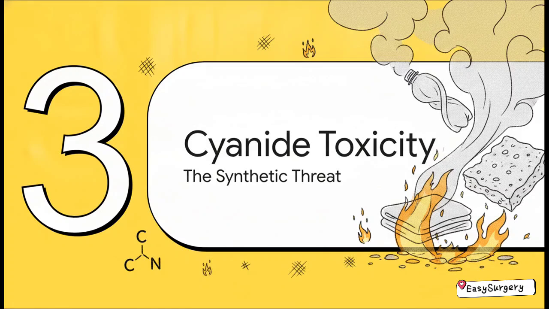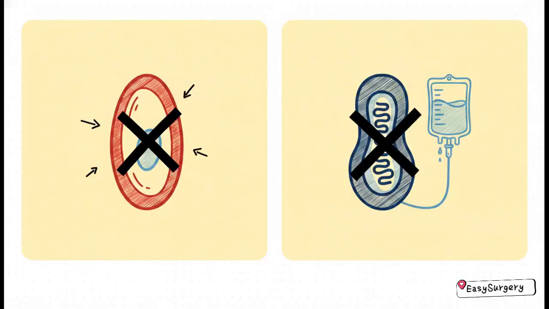Okay, Section 3, the cyanide toxicity profile. This is our synthetic threat. You definitely want to pay attention to this comparison for your exams. Notice how carbon monoxide and cyanide actually kill you in totally different ways. While CO blocks oxygen transport in the blood, cyanide goes straight for cytochrome oxidase. It completely shuts down cellular respiration at the tissue level, which leads directly to severe lactic acidosis.